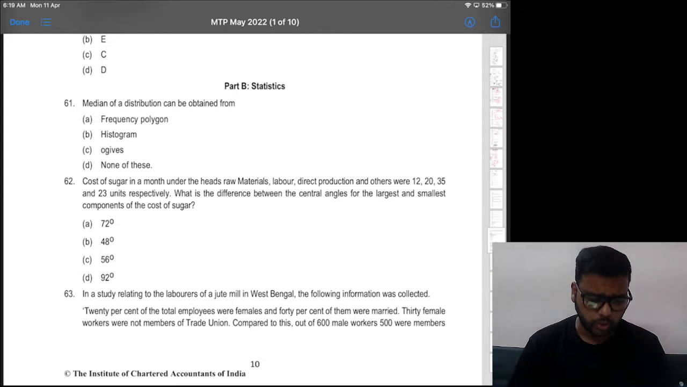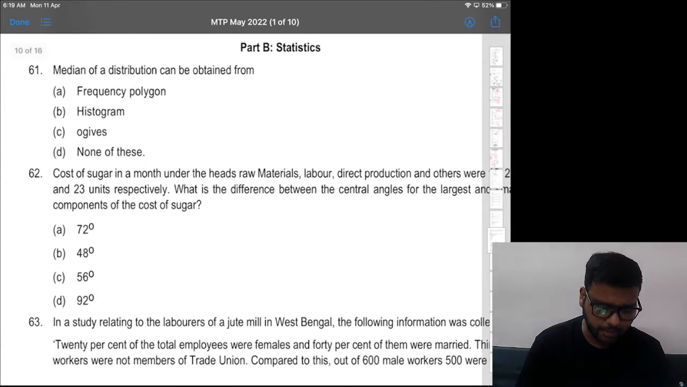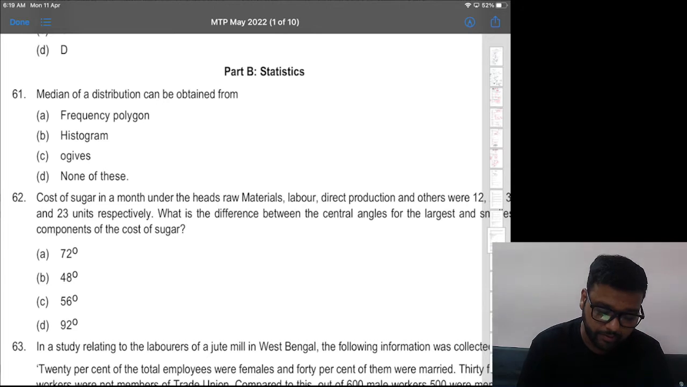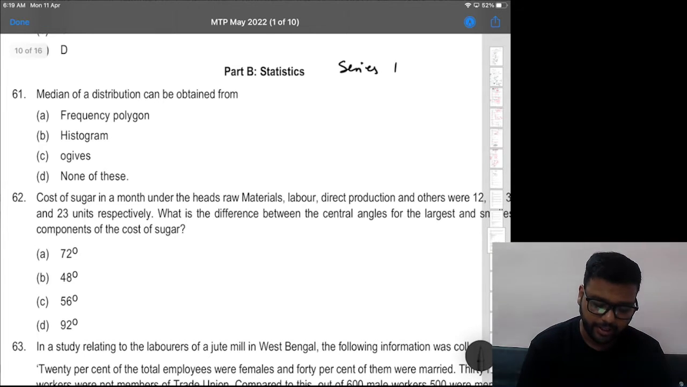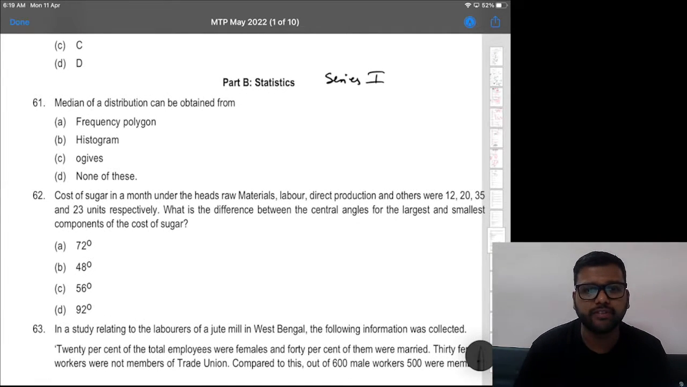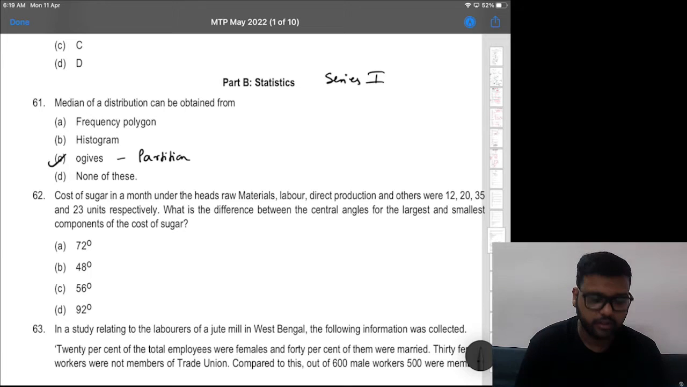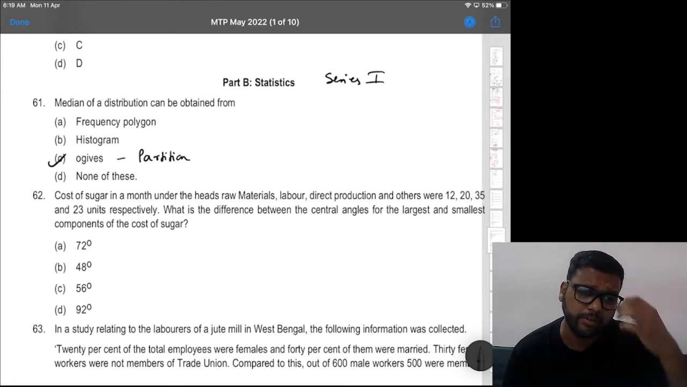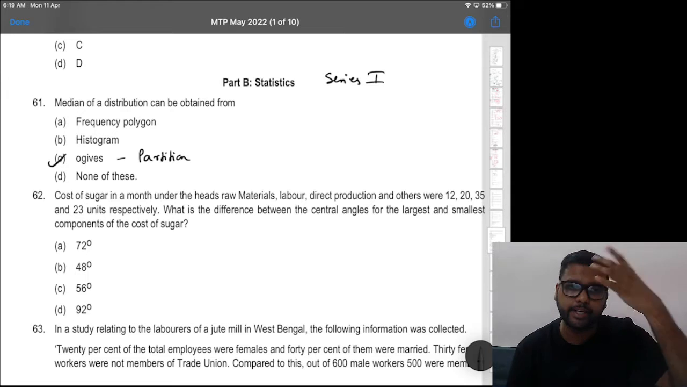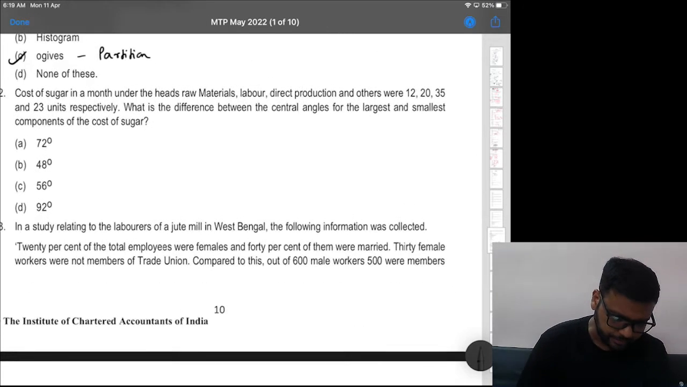Okay, so let's start. The Statistics part in this May 2022 MTP 1, Series 1 is a bit easy because most of them are theory questions. Let's see. Median of a distribution can be obtained from, we know, ogives or cumulative frequency curves. In fact, all the major partition values, quartiles, deciles, percentiles can be calculated from less than or greater than type cumulative frequency curves.